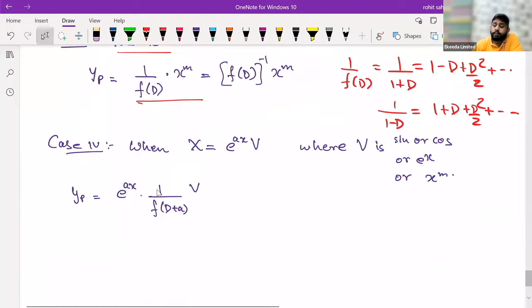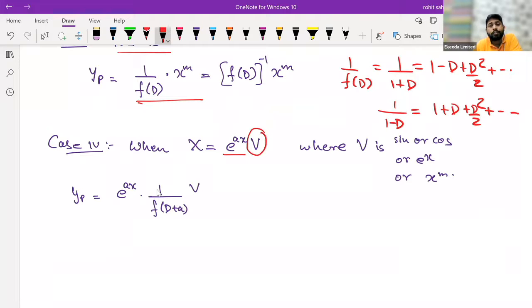Fourth case is where your expression is actually e to the power of ax times v. V is also a function of x, which could be sin x, which we just saw, cos x, or x to the power of m, that is, the other expressions we saw in the other cases. You have to do one thing. Instead of 1 by f of d, you will have to do 1 by f of d plus a. Where did a come from? It came from e to the power of ax. You separate out e to the power of ax and take v.